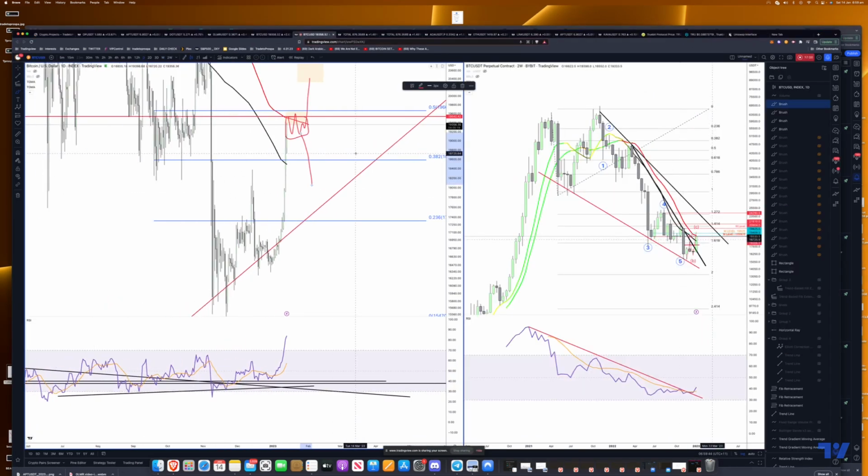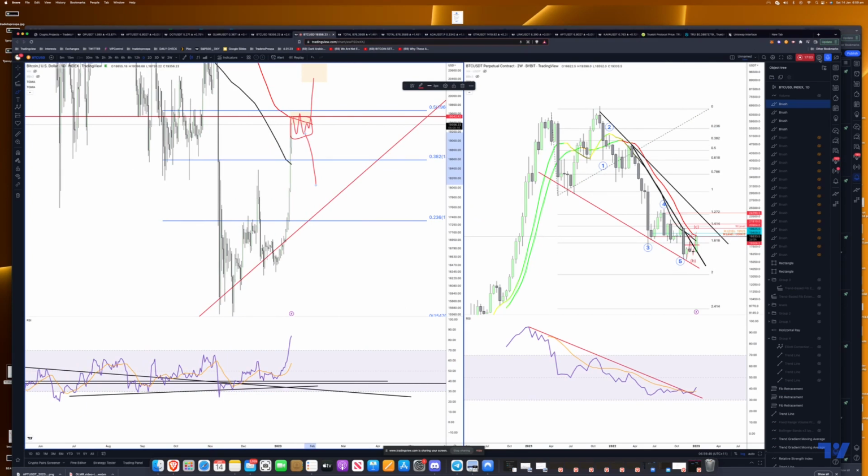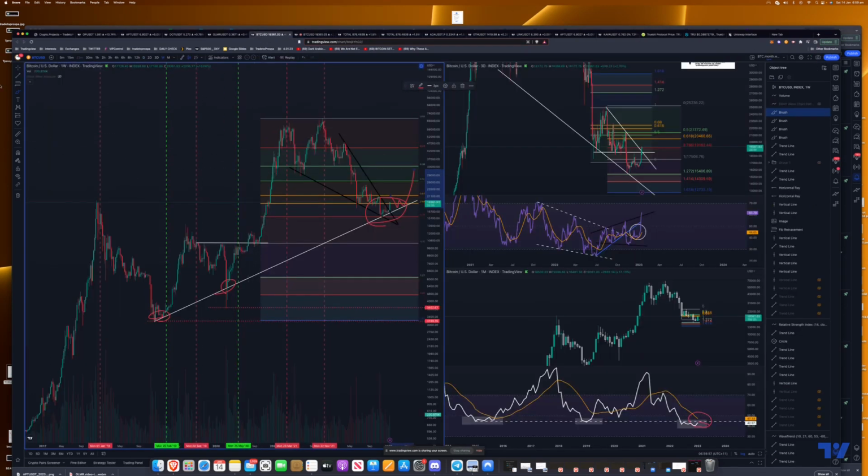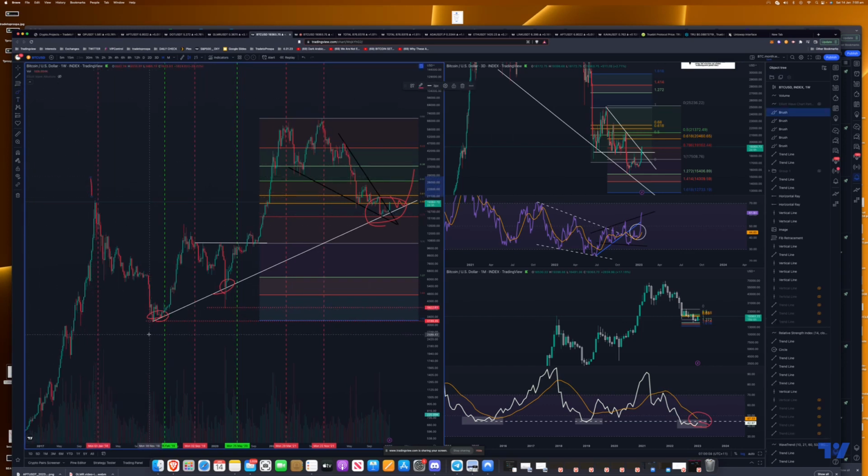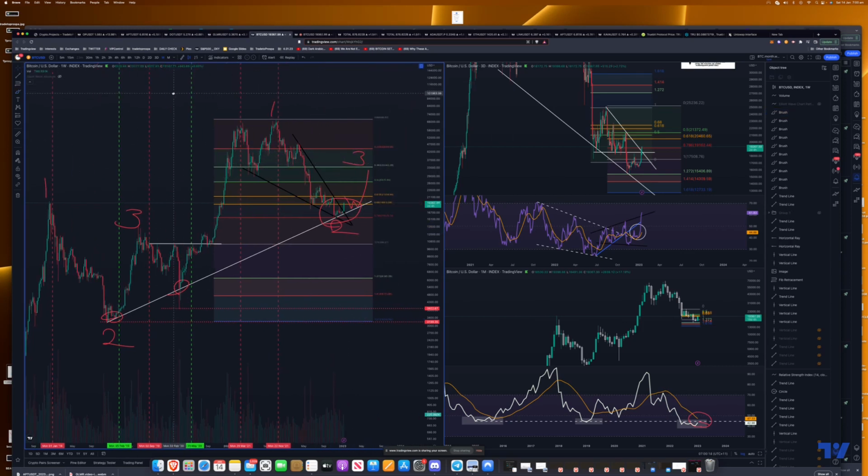Now here's the other aspect to it. I've spoken about this a few times. That is our 1. That is our 2, and that is our 3. What we've done is the 1. This looks like it's our 2. We're looking for the 3. So where's that 3 going to be ending up? That is the key question.